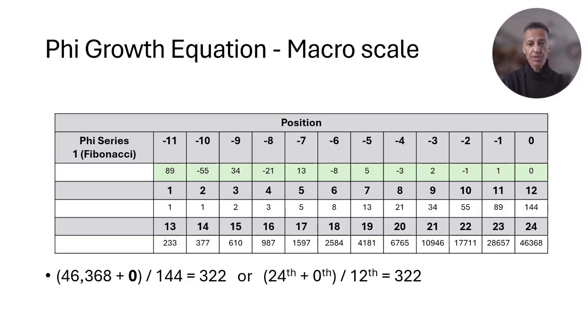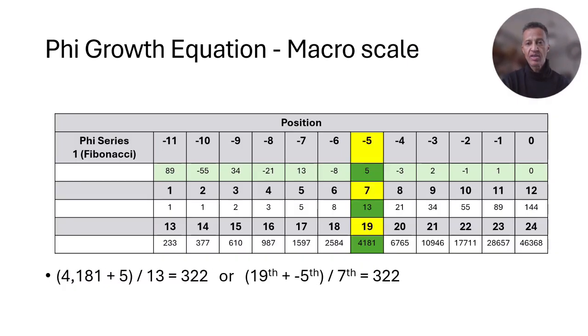So in the equation, 46,368 plus 0, that 0 is actually the 0th position value. So it just comes prior to the 1. And when we do that, and when we divide it by the 12th position value, which is 144, it will equal that Phi Growth Scalar constant, 322.